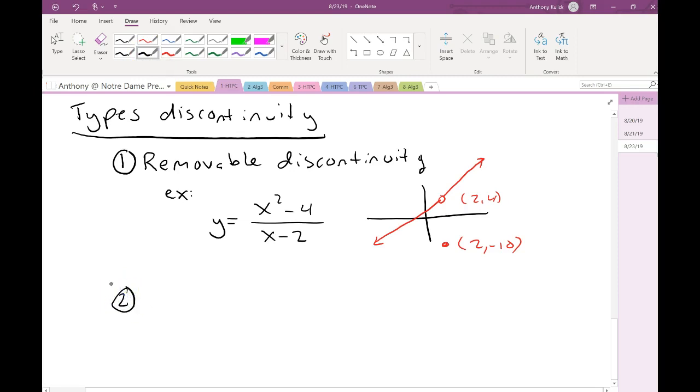The second one that Sam mentioned was an asymptote. In this course, I'm going to refer to this as an infinite discontinuity.